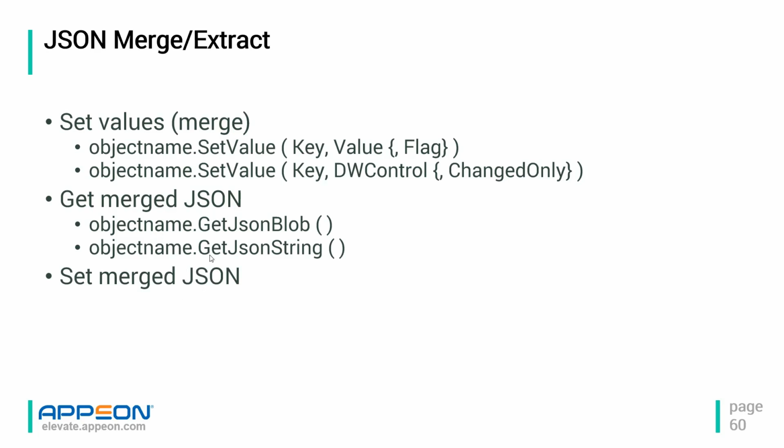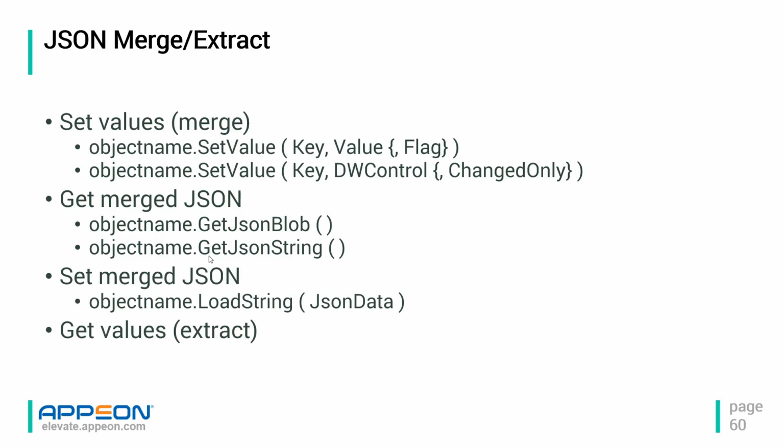Then when the client gets it, it does the set method. So it's going to create its own JSON packager object, and then it's going to do a load string on the JSON that it got. And then it's going to use the get values to extract the data back out into individual data sets. So this is where you would say, give me the employee data out of this bigger set of data. Give me the department data out of this bigger set of data.